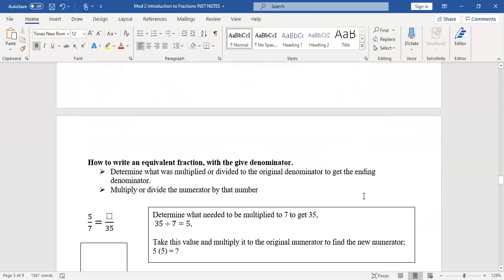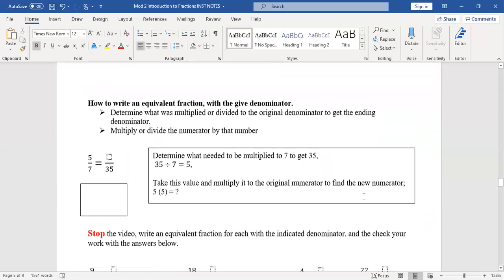How to write an equivalent fraction with a given denominator. So if I have something like 5/7 and I want to rewrite it as the equivalent fraction of some numerator over 35, the first thing I have to do is determine what was multiplied or divided to the original denominator to get the ending denominator. So 7 times what will give me 35?